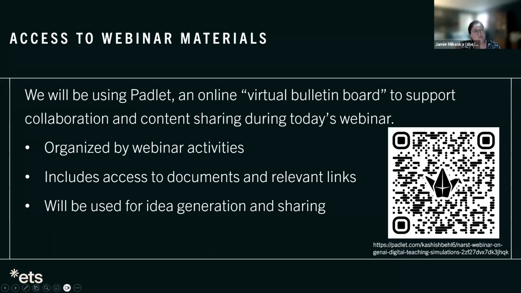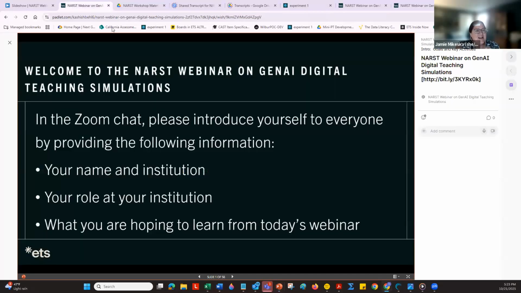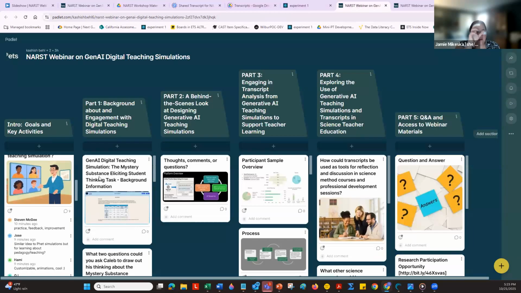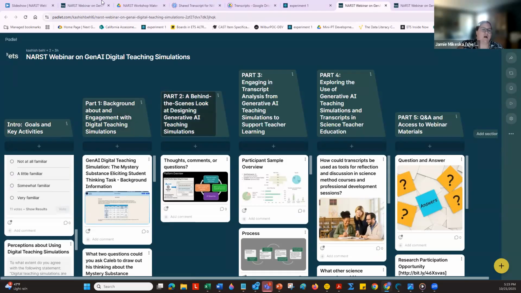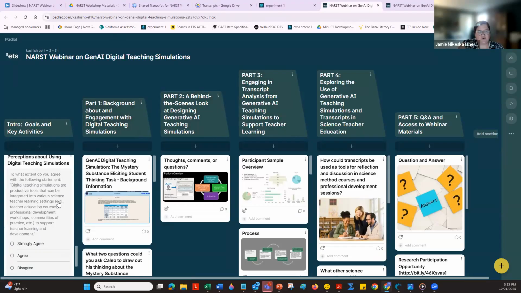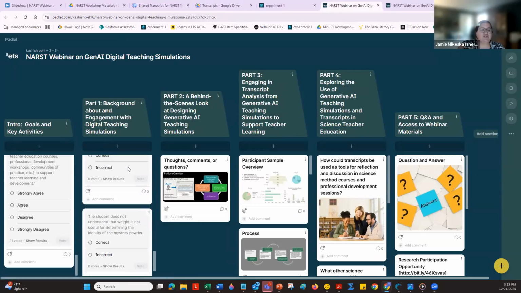The Padlet is organized in columns. That first column that we were just looking at previously was the introduction one, where you responded to some opening questions so you could get a sense of who was here and their familiarity and background with digital teaching simulations. Then we have one column for each of the 5 parts of the webinar today. In part 1, where we'll talk about background about digital teaching simulations and give you a chance to engage in the simulations, there'll be different questions that you'll be able to see, and we'll direct you to which box at which time.